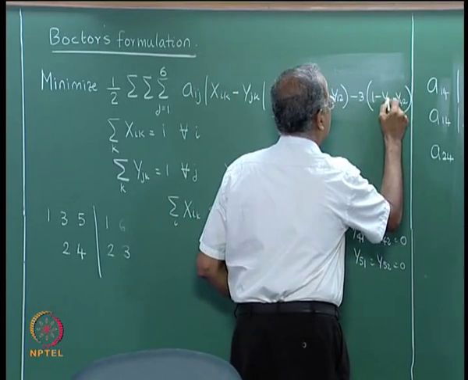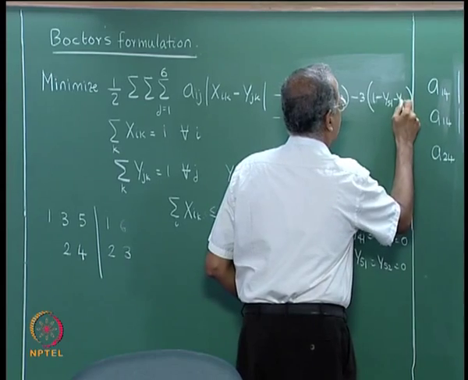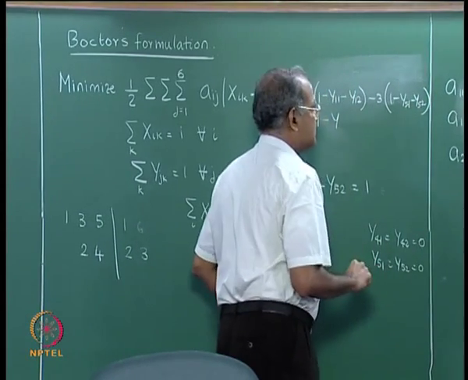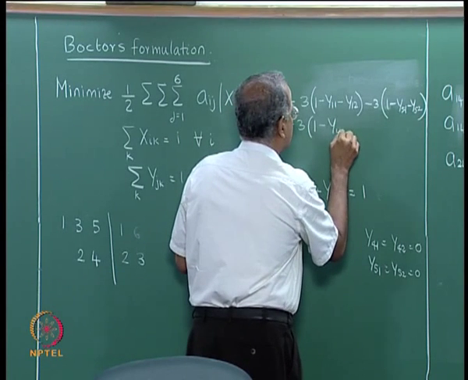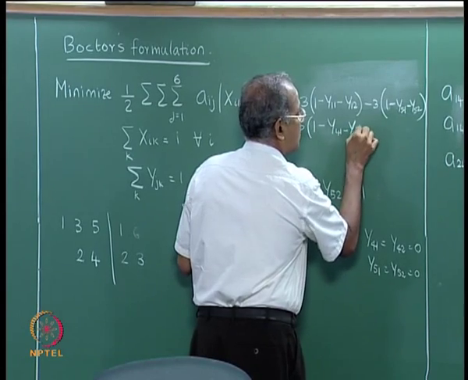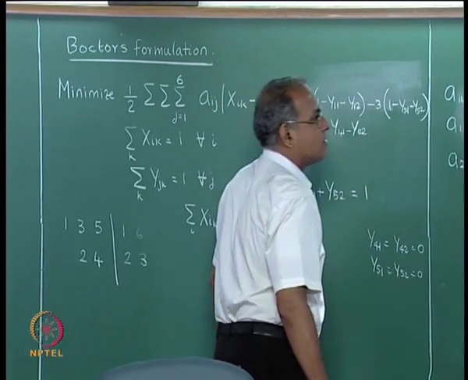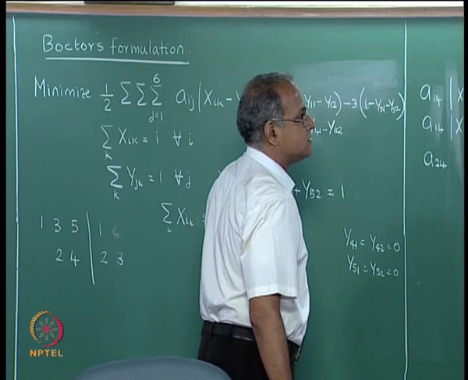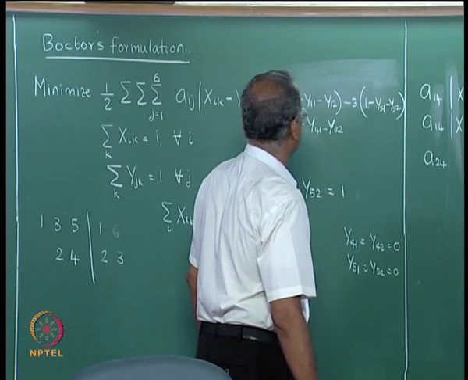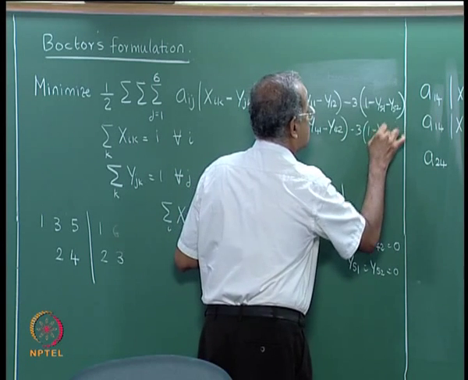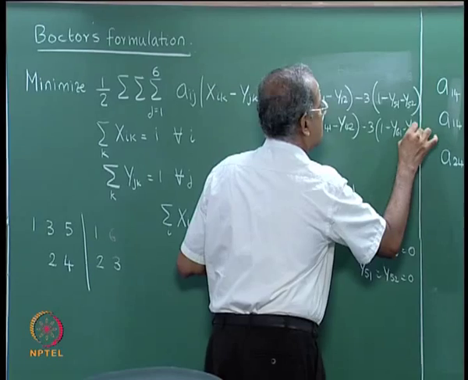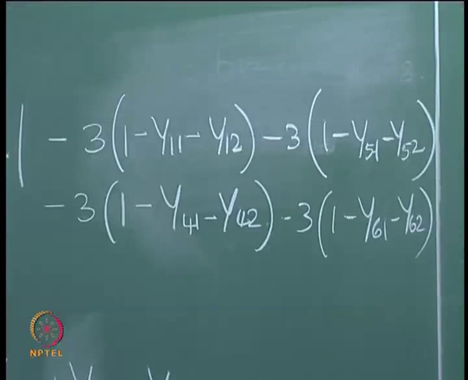y51 minus y52), minus 3 times (1 minus y41 minus y42)... 1 and 5, 4 and 6, minus 3 times (1 minus y61 minus y62). Let me explain this addition.